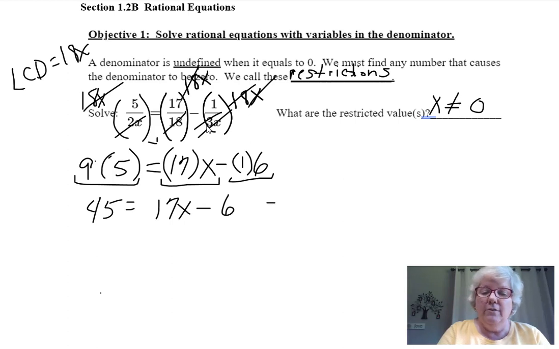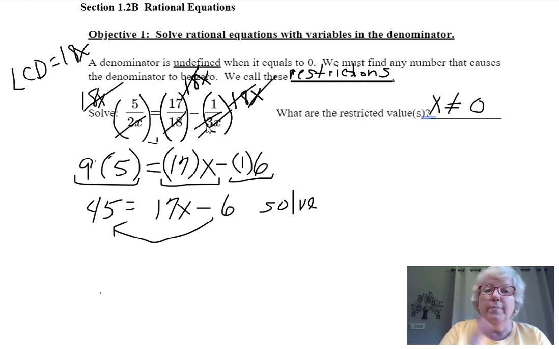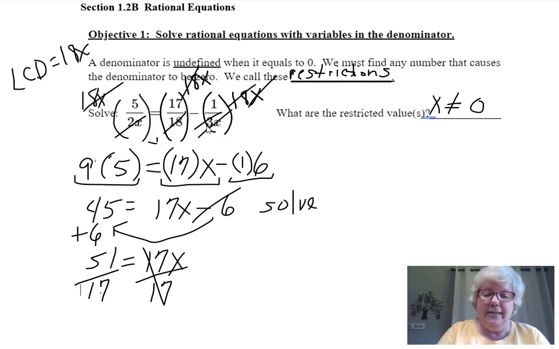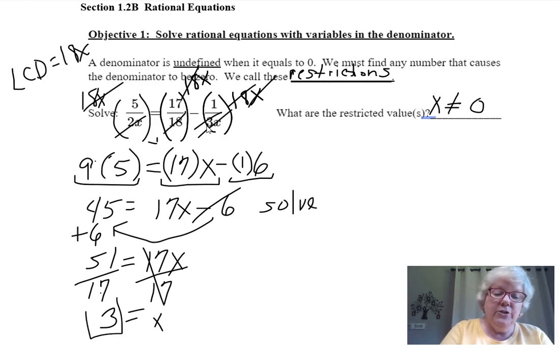We must now solve for x. So I'm going to move the negative 6 over. Remember, you change the sign. Use the opposite sign when you move that term over. 45 plus 6 is 51. And remember, the last step is always to divide by the coefficient. The coefficient is the number in front of the x. So let's see what we get. 51 divided by 17 ends up being 3. My solution is 3. And that is how you solve the first rational equation.